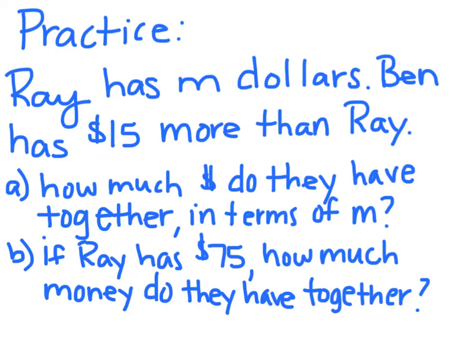Try this problem on your own. Ray has $M. Ben has $15 more than Ray. So how much money do they have all together in terms of M? So if you're going to write an algebraic expression that shows Ray plus Ben equals total, what would that look like? Then part B, if Ray has $75, how much money do they have together?